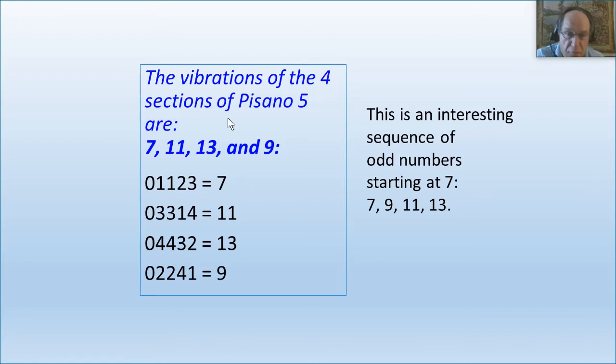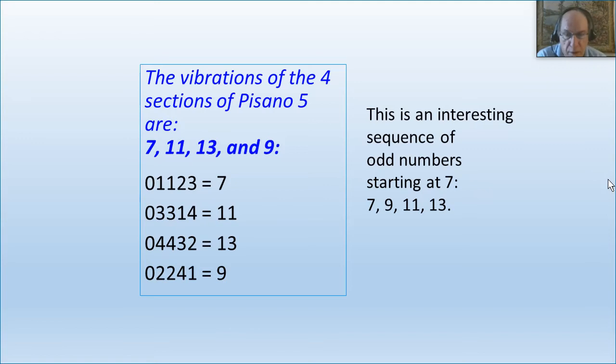And we get that the first sum is 7. 0 plus 1 plus 1 plus 2 plus 3 is 7. And the second one, 3 plus 3 plus 1 plus 4, that's 6, 7, 11. 4 plus 4 plus 3 plus 2, 13. 2 plus 2 plus 4 plus 1 is 9. So we have 7, 11, 13, and 9 are the numbers created in Pisano 5. Now we can simplify them by subtracting out 5s, but let's just leave them that way.